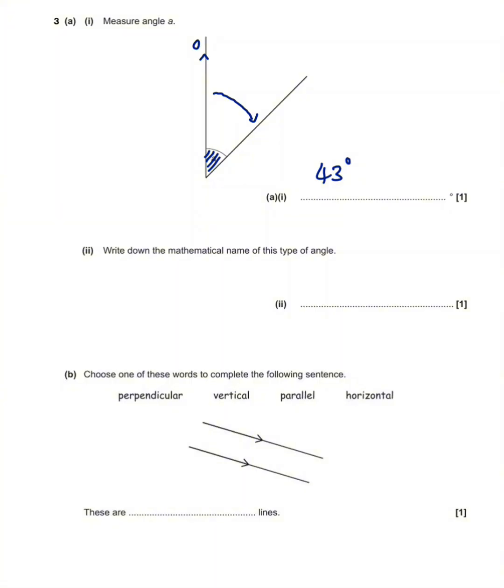Type of angle here, it's either acute, obtuse, or reflex. That is an acute angle. Anything less than 90 degrees is acute. If it's between 90 and 180, it's obtuse. And if it's more than 180, then that's your reflex angle.